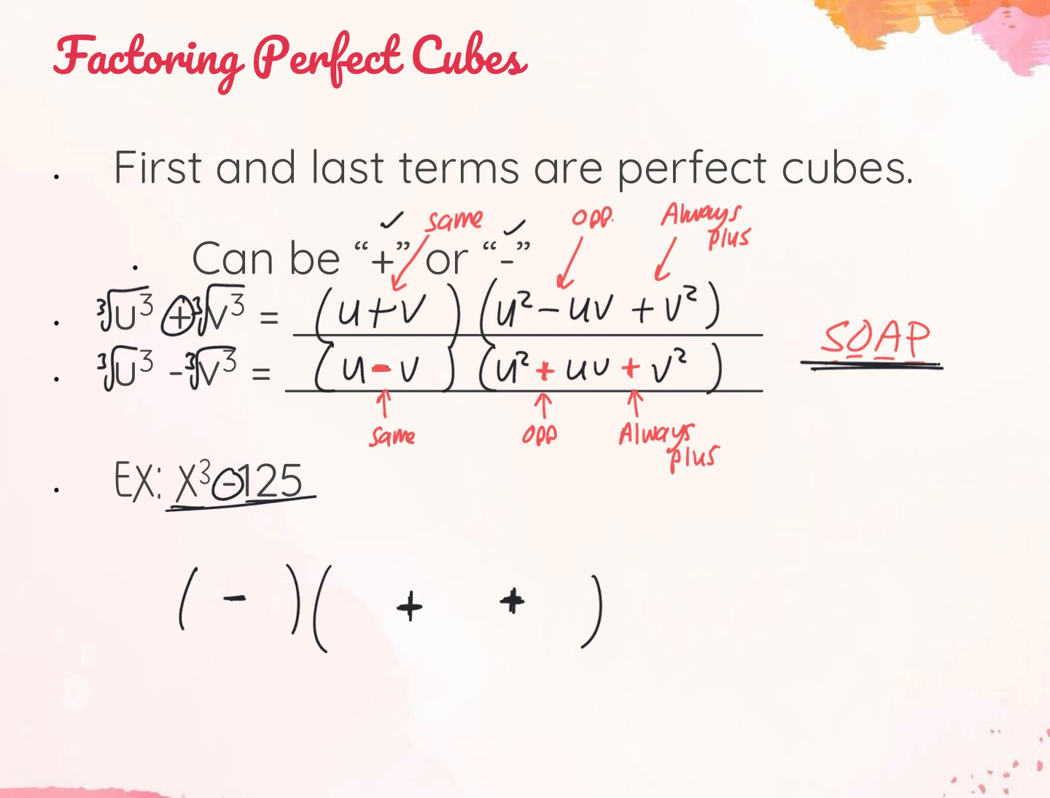And then what goes in the parentheses is the cube root of the first minus the cube root of the second. Cube root of 125 is 5. And then in my trinomial, it's going to be the square of the first, square of the last, and the product of the two in the middle. 5 times x is 5x. And then this is fully factored.